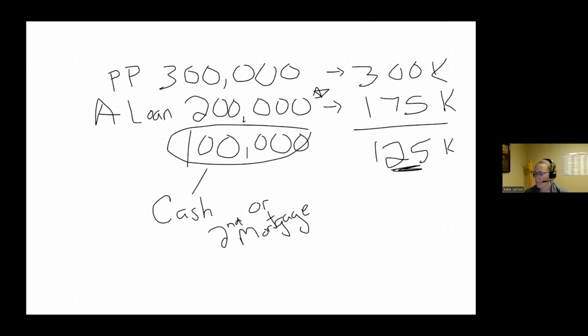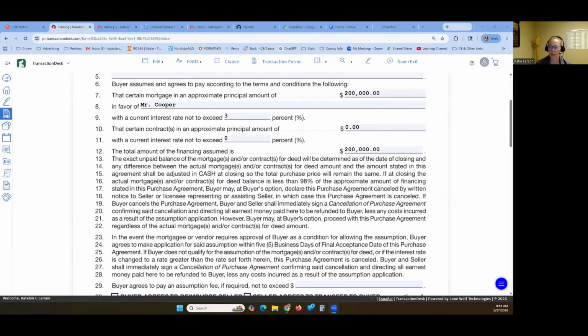Okay. All right, now I've got to figure out how to stop sharing this. There we go. And we'll go back to my screen. So let's read this part real quick. The exact unpaid balance of the mortgage will be determined as of the date of closing, and any difference between the actual mortgage and the amount stated in this agreement shall be adjusted in cash at closing, so the total purchase price will remain the same.